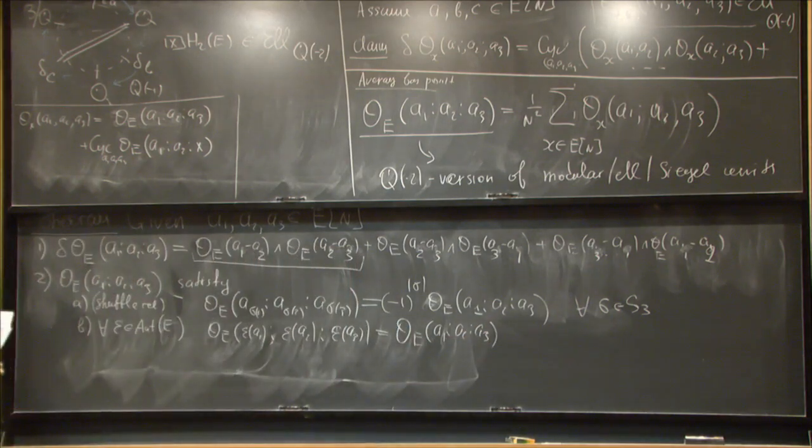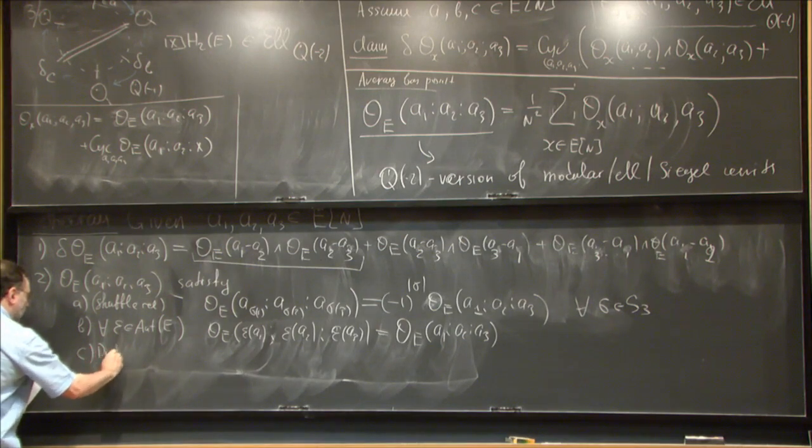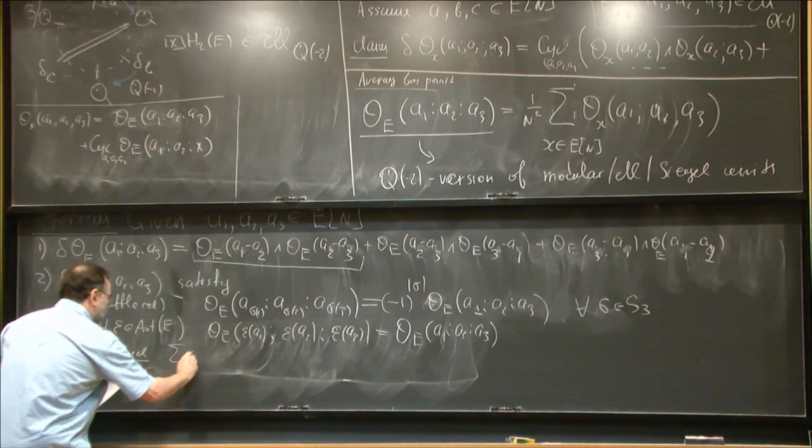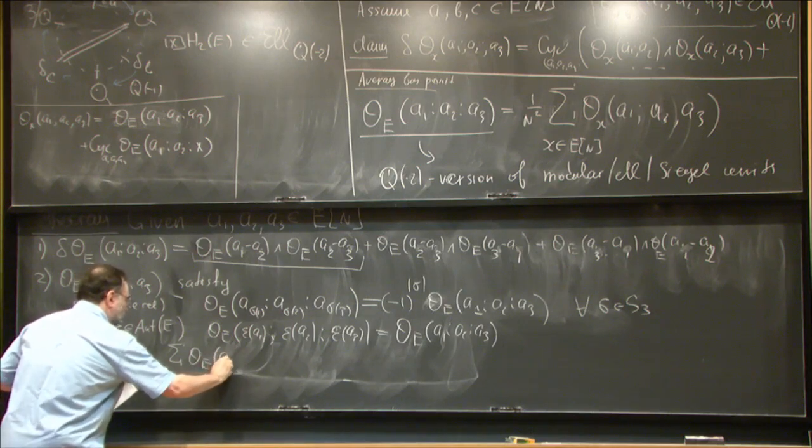So they're naturally defined objects, invariant by automorphisms. And there are some distribution relations, which I'm not going to use. Maybe, OK, I can write them down, but it's not important for today's lecture.